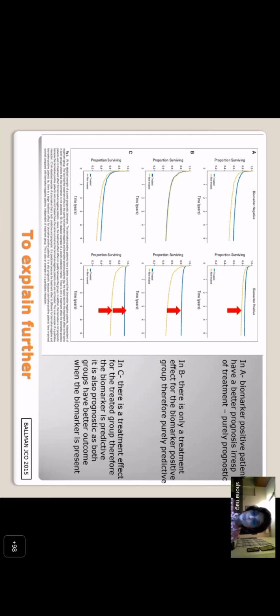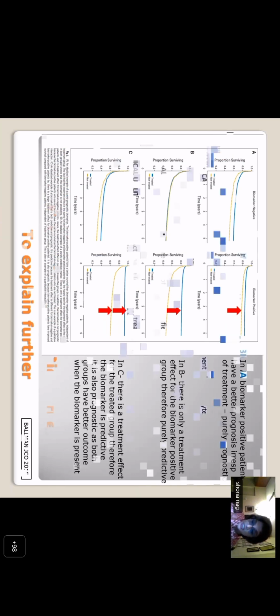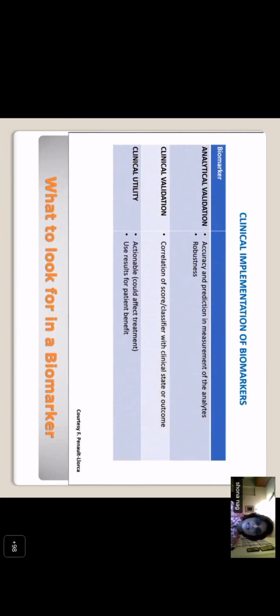So this is both predictive and prognostic. It's not that simple. Markers are rarely purely prognostic or predictive. They are usually a mixture of the two. Now, what do we look for in a biomarker? These are very important concepts. You need analytical validity, clinical validity, and clinical utility.